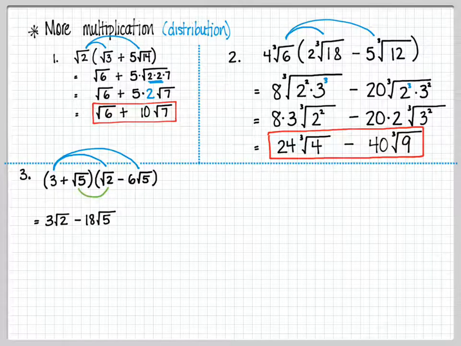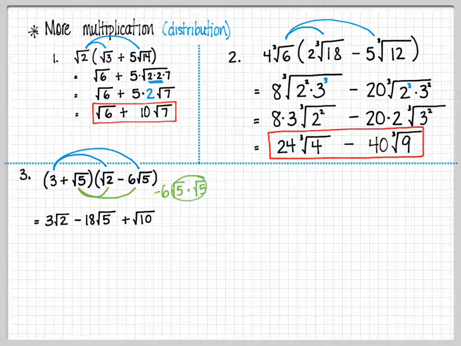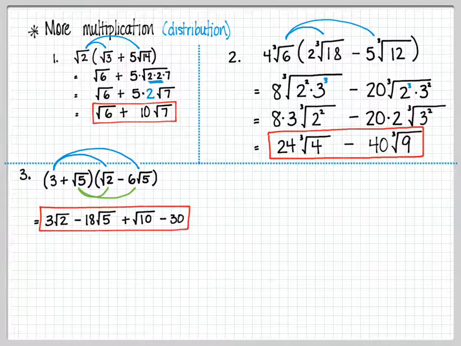Now I'm going to multiply the inner there. I've got positive root 5 times positive root 2, which is going to give me positive root 10. And now I have root 5 times negative 6 root 5. Well, let's think about that. Negative 6 root 5 times root 5. Well, those two, that's going to give me a 5. So I'm going to get negative 6 times 5, which is negative 30. There's nothing to collect, so that's the final answer.